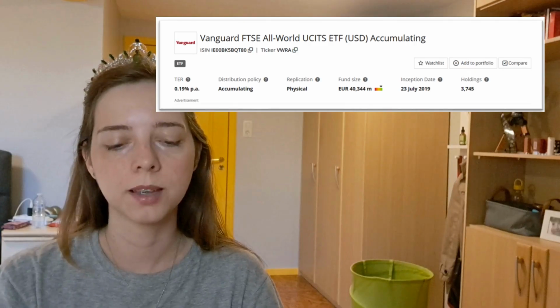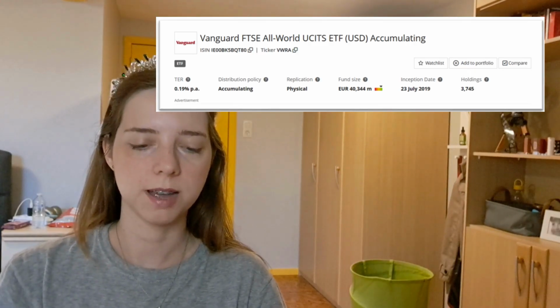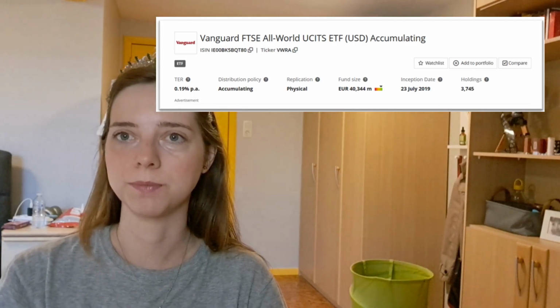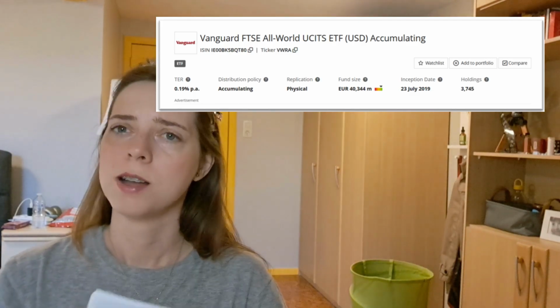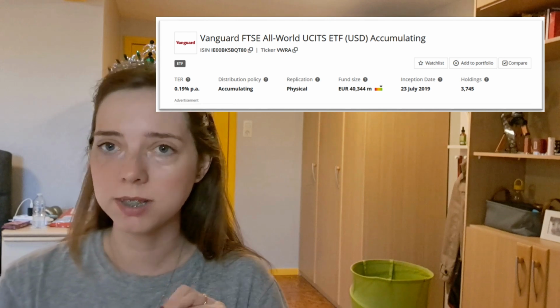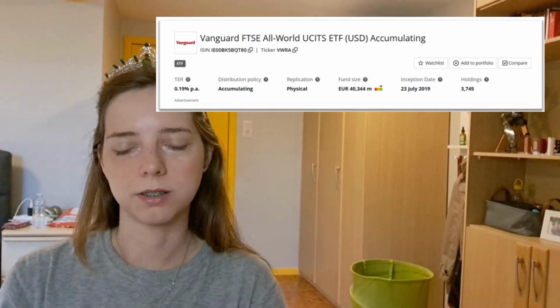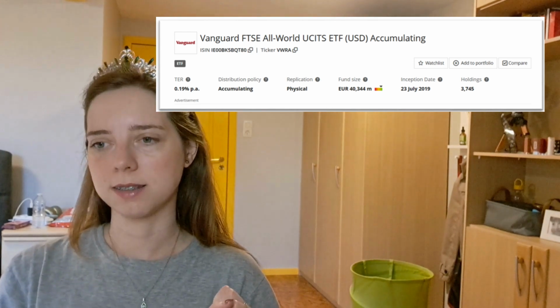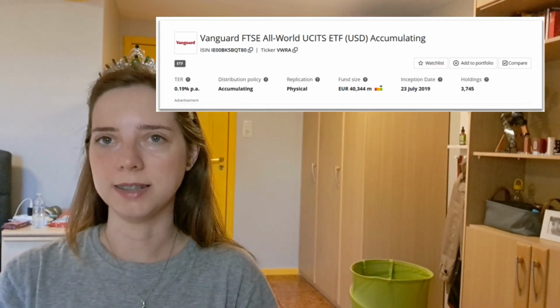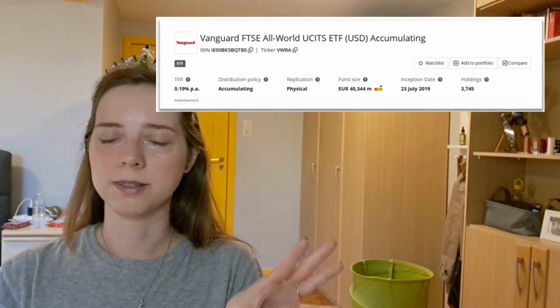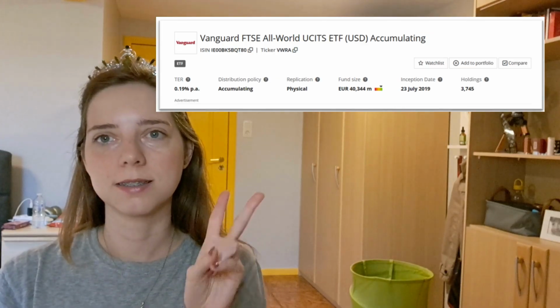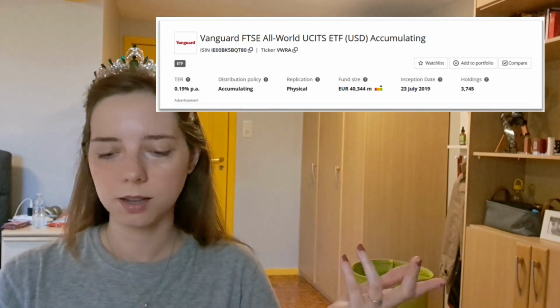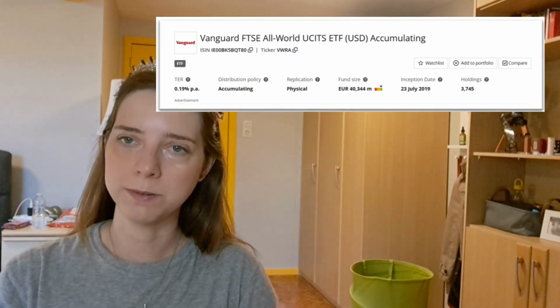Then next to it we have the replication, which is physical. Before going into this I thought all ETFs were physical, because that makes sense. Physical basically means that Vanguard has the underlying assets, they own them. So that made more sense.